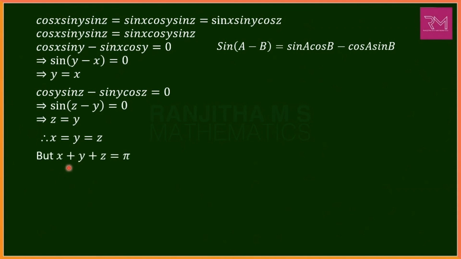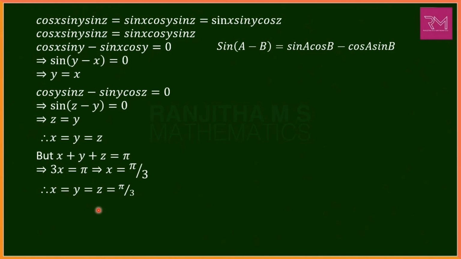Also, we know that x plus y plus z is equal to pi. Substituting x is equal to y is equal to z in this equation, in the place of y we can substitute x, and in place of z we can substitute x. Hence we get x plus x plus x is 3x, which is equal to pi, which implies x is equal to pi by 3. In the similar way, if we put all the values as y, we get y value is pi by 3 and z value is also equal to pi by 3. Since x is equal to y is equal to z, x value is pi by 3, y value is pi by 3, z value is pi by 3.